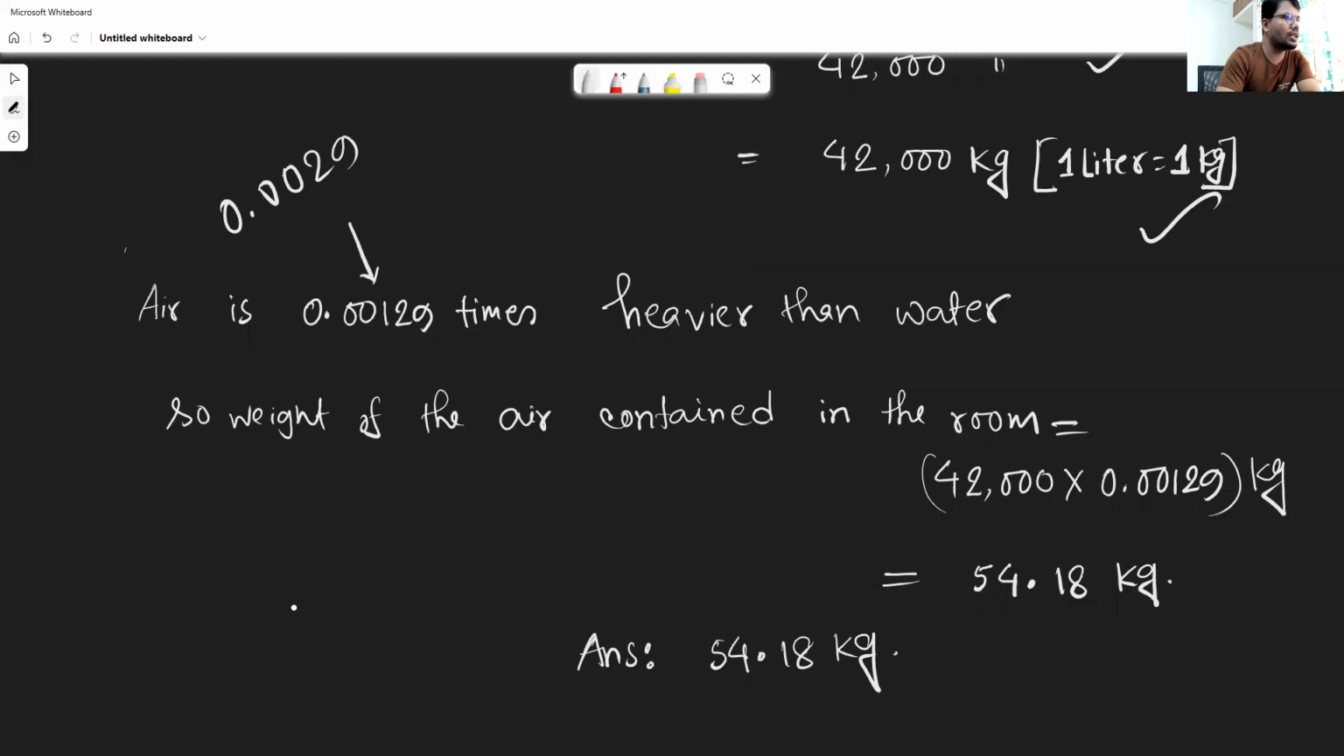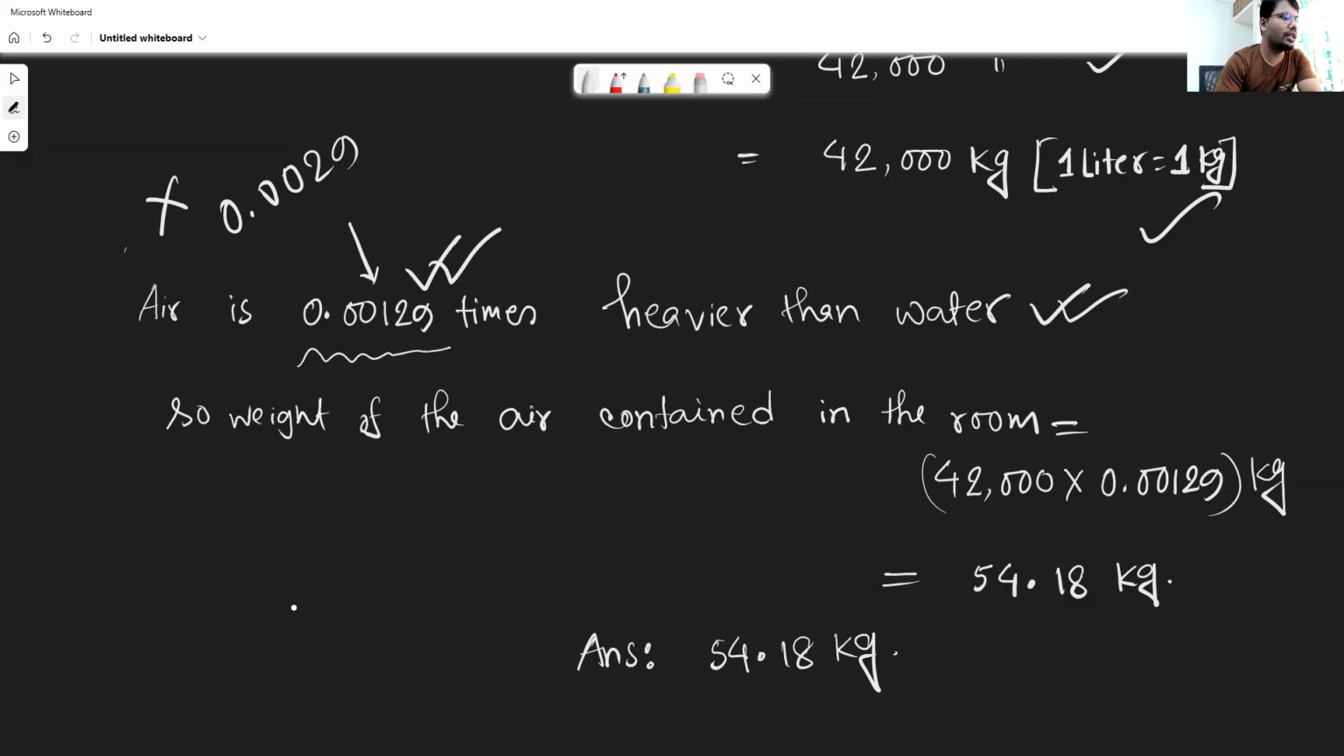0.0029. Actually, this is not the right one. This is the standard value. All over the world, we use this value for the relation between air and water. So air is 0.00129 times heavier than water. Sometimes it may confuse you. Definitely the number starts with 0.00129.